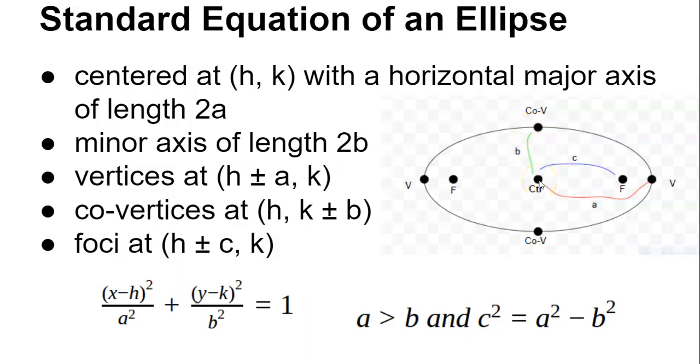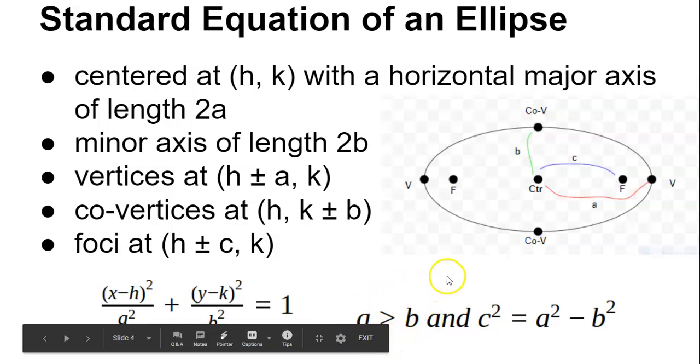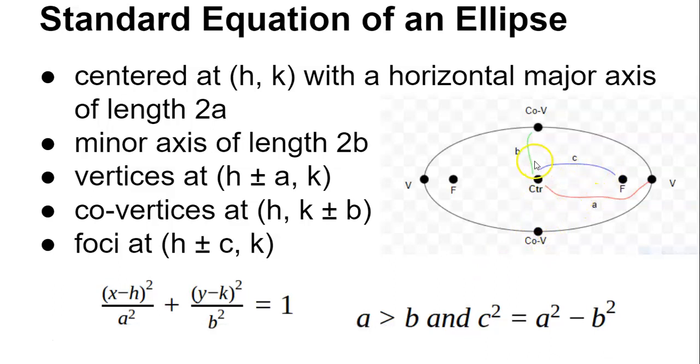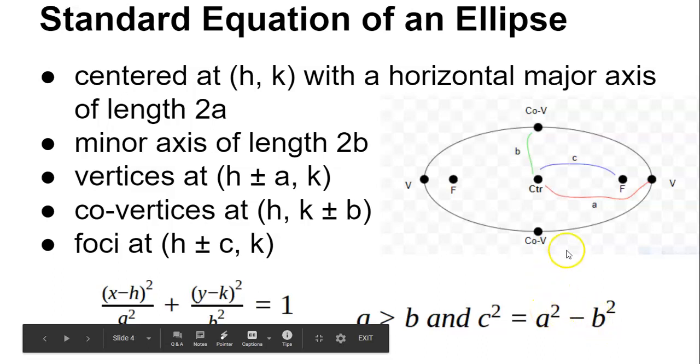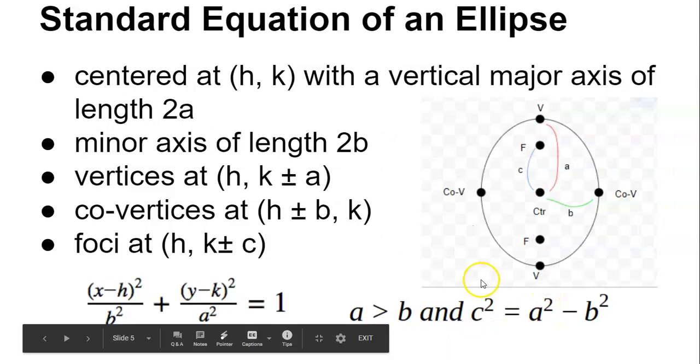Now, a couple of things that you want to look at here. a is bigger than b, because a is half the length of the major axis, and b is half the length of the minor axis. So a is bigger than b. That will always be true in an ellipse. Now c has a relationship with a and b. c squared is equal to a squared minus b squared. So knowing two of these, a, b, or c, helps you find the third one.